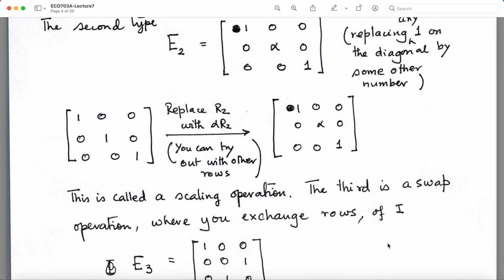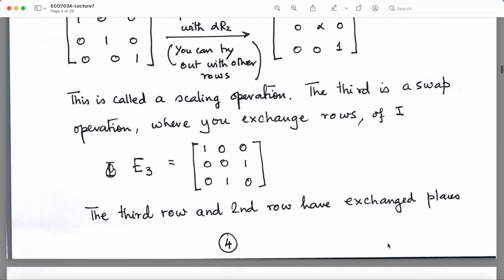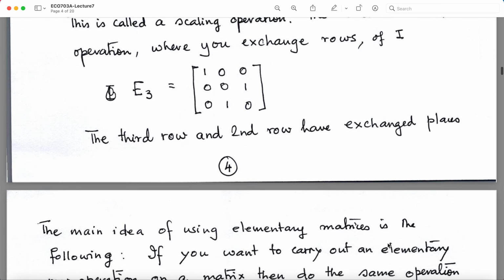So this is called a scaling operation. The third is a swap operation where you exchange the rows of I. The third row and second row have exchanged places, or you can say the third column and second column have also exchanged places because they look the same. It's a symmetric, nice matrix actually, the identity matrix.